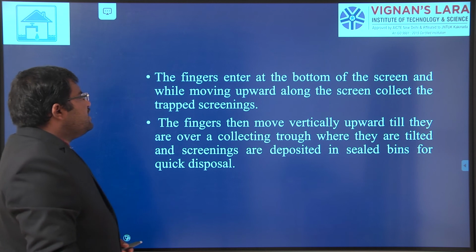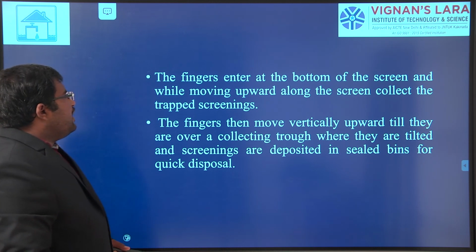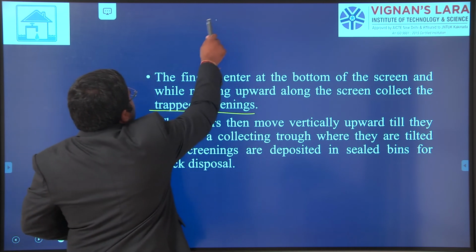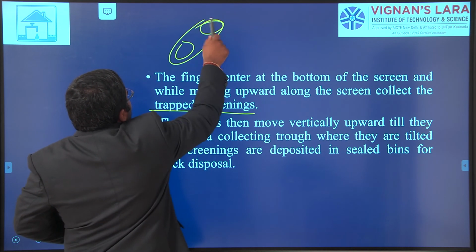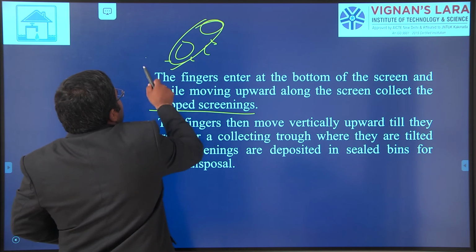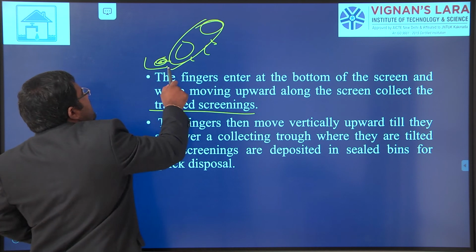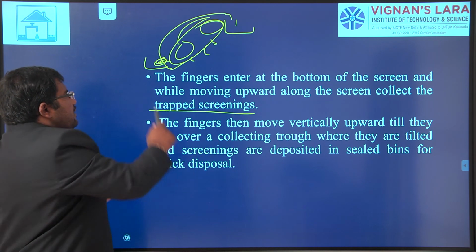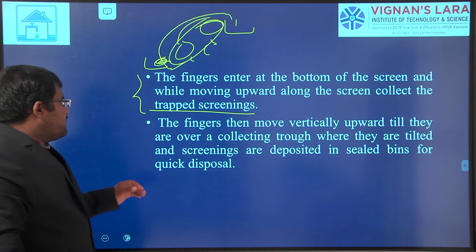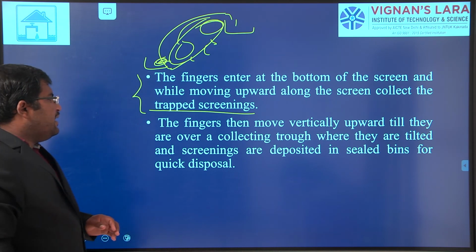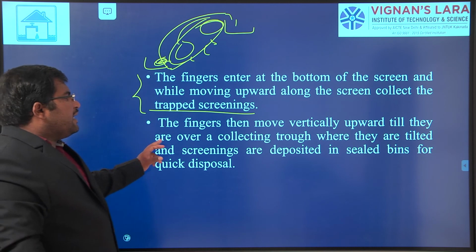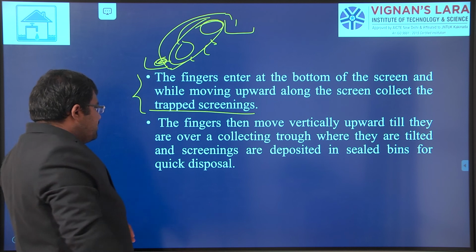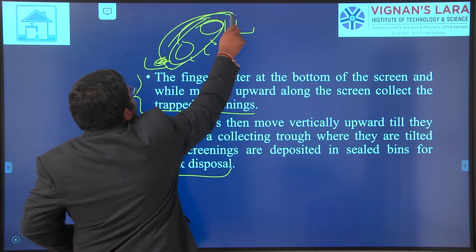Next, the fingers enter the bottom of the screen and while moving upward along the screen collect the trapped screenings. Whenever it comes down, this screen will collect all the screenings here. It will go and throw them at the top. Then the fingers move vertically upward till they are over a collecting trough, then they are tilted and the screenings are deposited in sealed bins for quick disposal. Here it will come and dispose into a sealed bin.